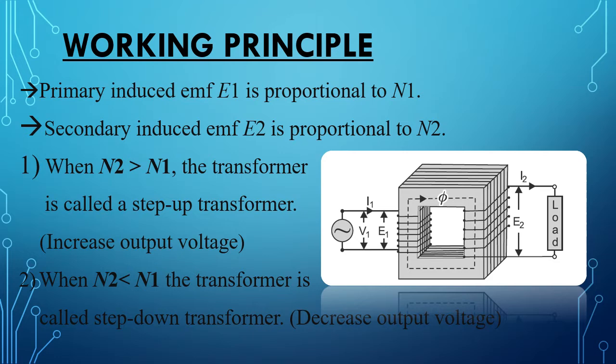When N2 is greater than N1, the transformer is called a step-up transformer, which increases output voltage. When N2 is lesser than N1, the transformer is called a step-down transformer, where decrease of output voltage is seen.